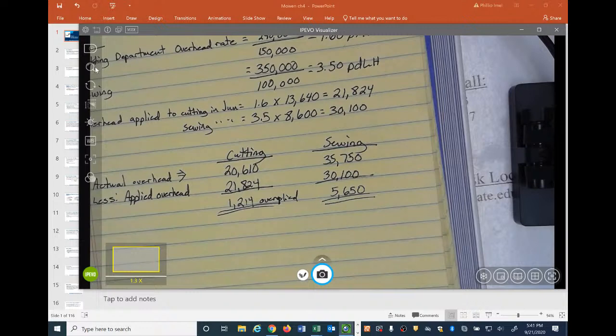Okay. So now let me just ask you this. This isn't part of the question here, but what do we do with these variances now? If they're not material, what do we do with them? At the end of the period, because remember, now we have the actual and the applied. What do we do with the variance? We either add or subtract it to the cost of goods sold, if it's not material. If it is material, what do we do with it?